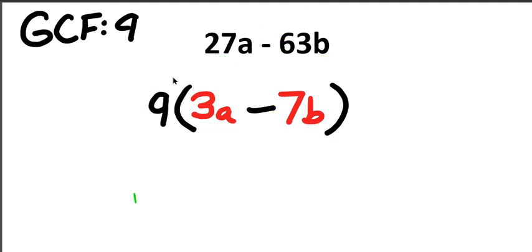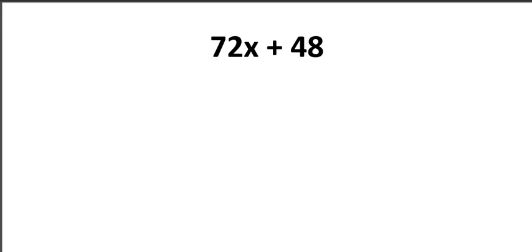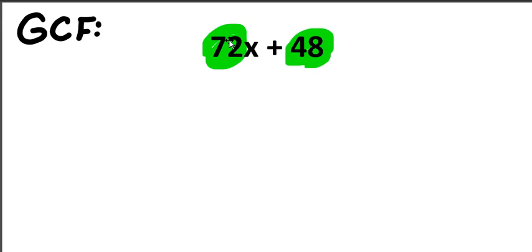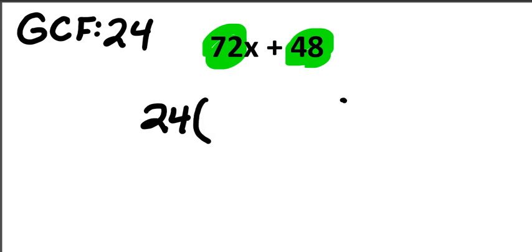Now, let's keep going. Let's do some more, and maybe you can pause the video and try some of these ahead of time. Beginning with the GCF, what is the greatest common factor of 72 and 48? And if you said 24, you are absolutely correct. So what do we do with the 24? Well, we pull the 24 out. And we say 24 times the quantity something plus something.